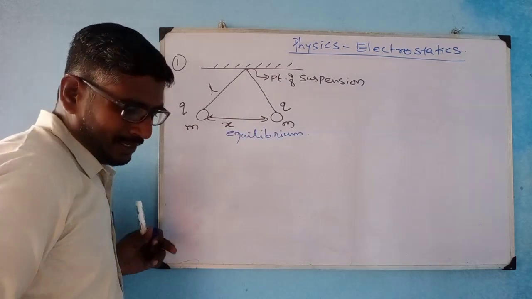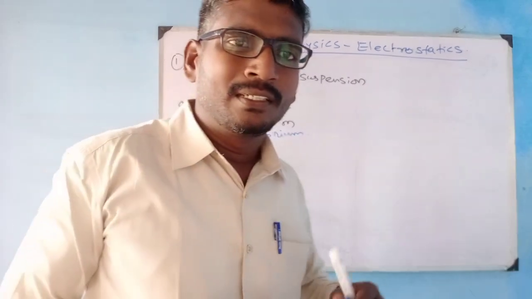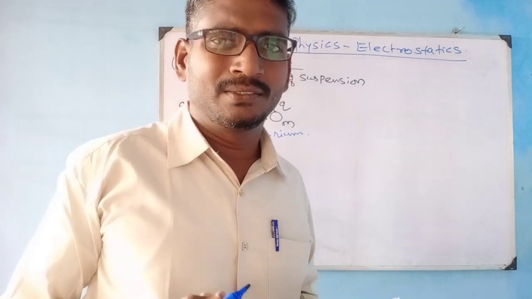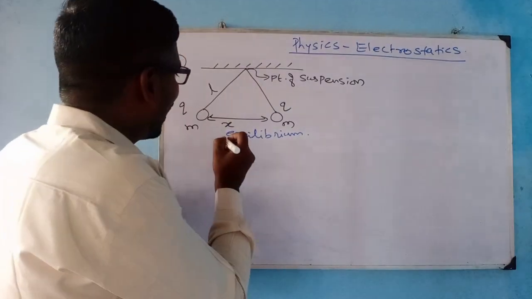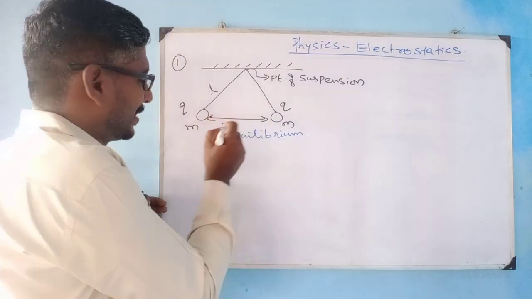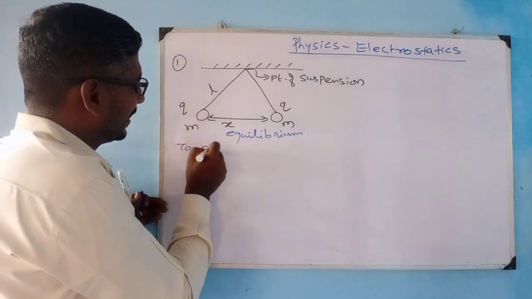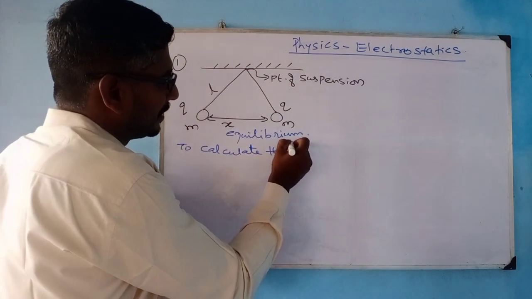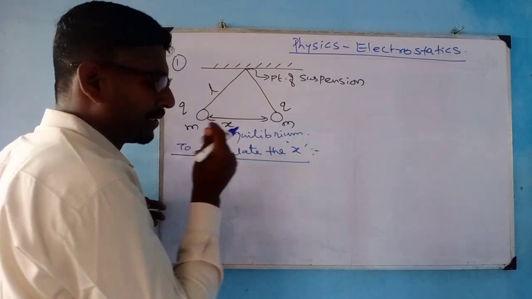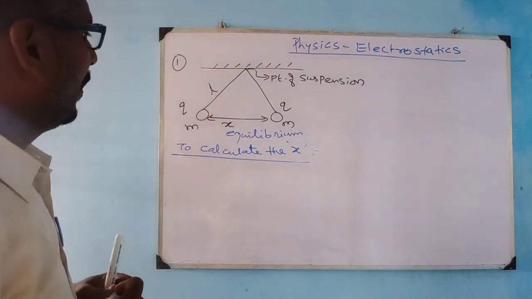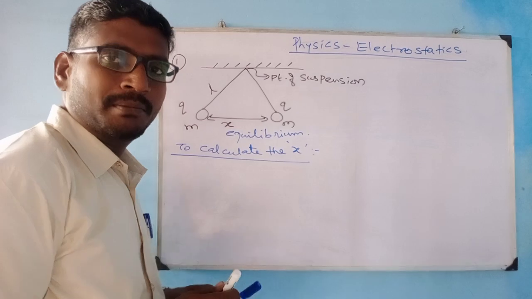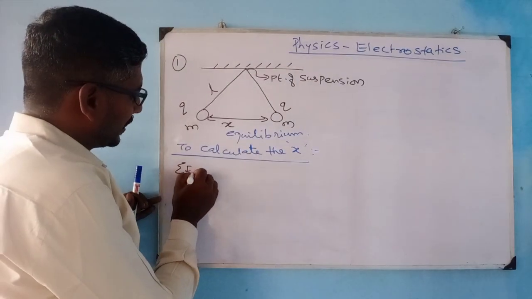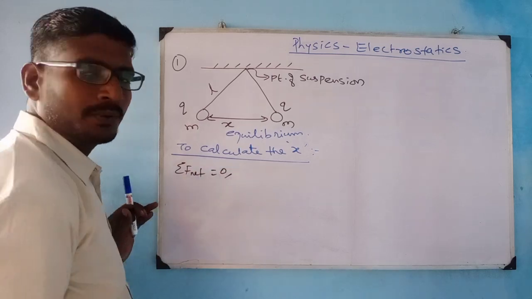Now you will be realizing what the question would be to calculate from this. You will have so many things to calculate, like how to calculate the distance x between the charged spheres. How to do this? The given condition is that they are in equilibrium.